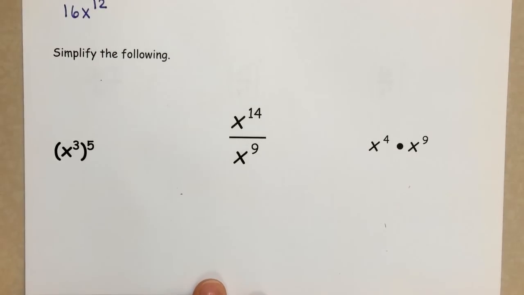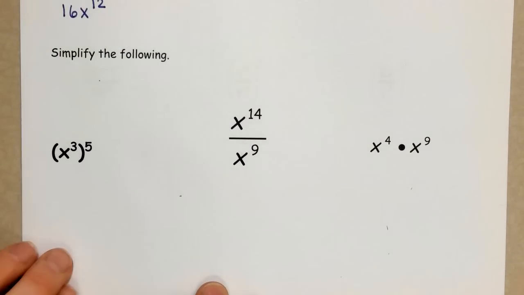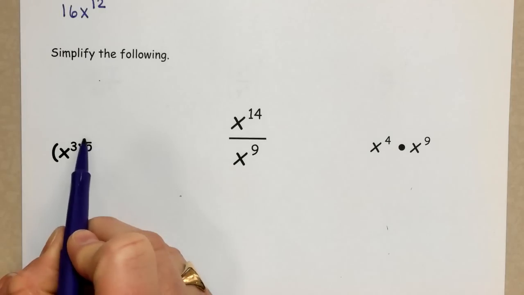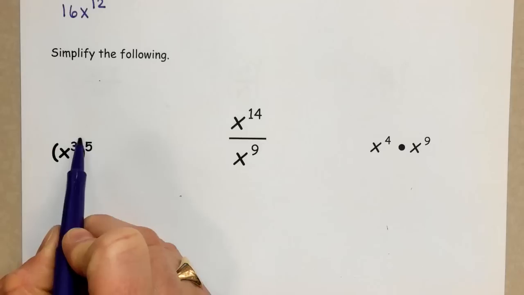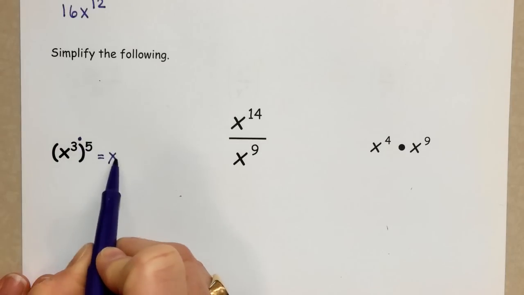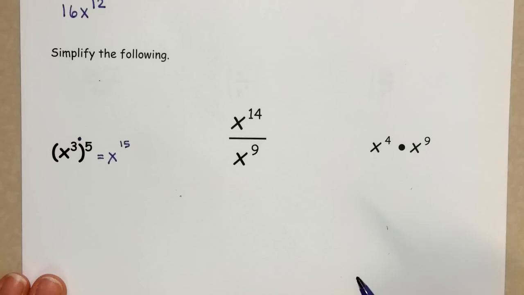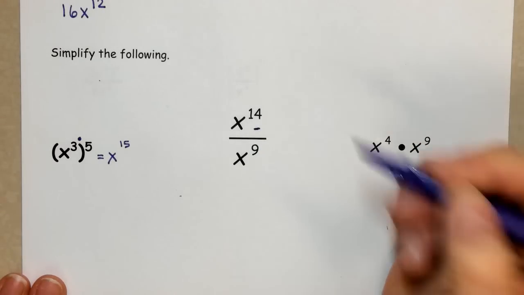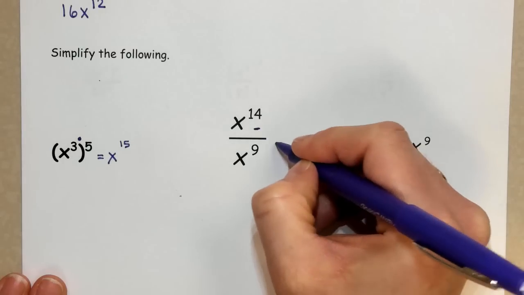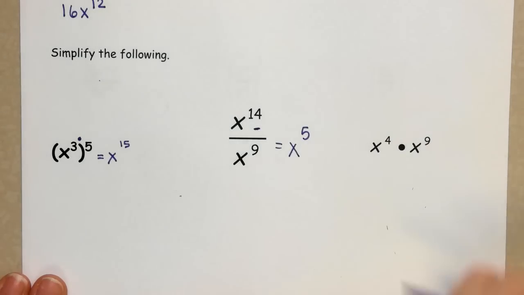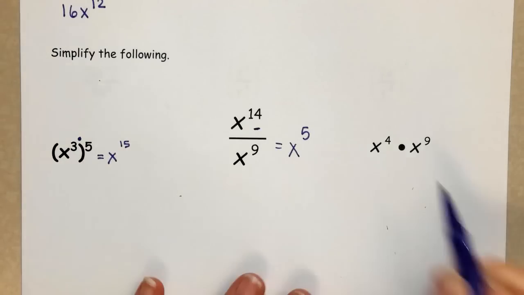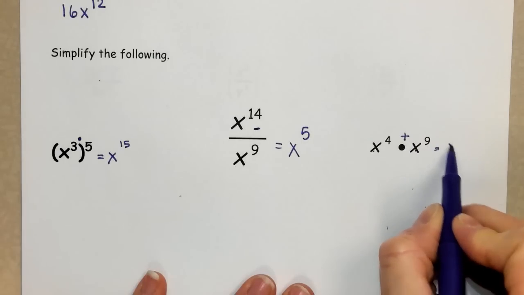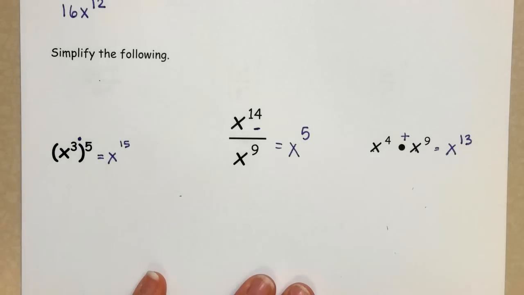Simplify the following. Okay, these are very basic. I would expect that you could have all come into Algebra 2 knowing these. Oh, okay, power rule. I'm going to multiply 3 times 5, so x to the 15th. Division, so quotient rule, I'm going to subtract. 14 subtract 9 is 5. And multiplying, bases are the same, so I'm going to add. So 9 plus 4, 13.